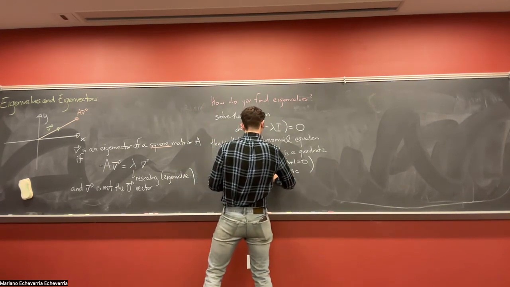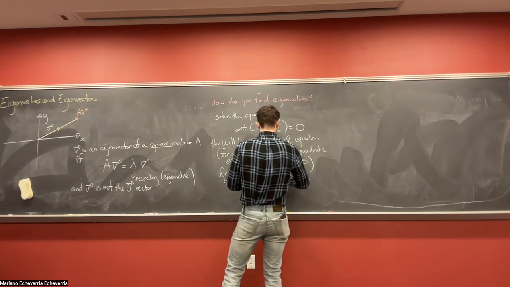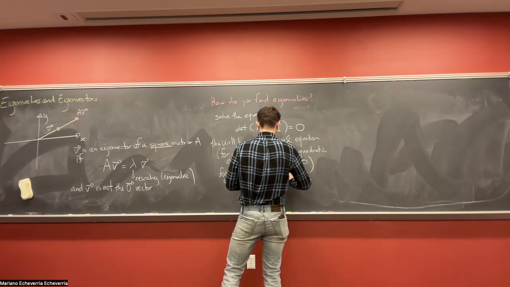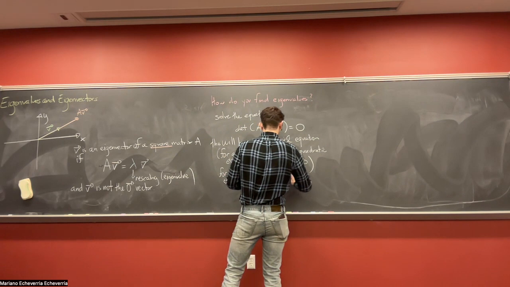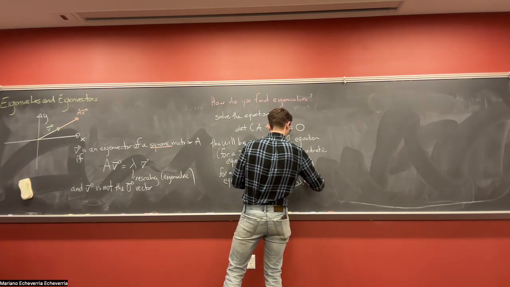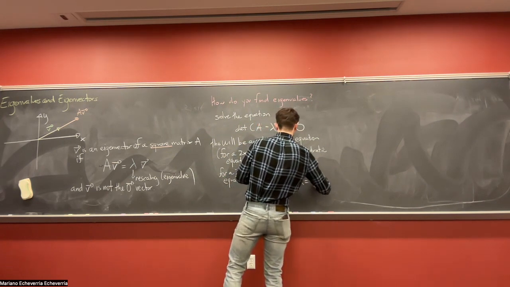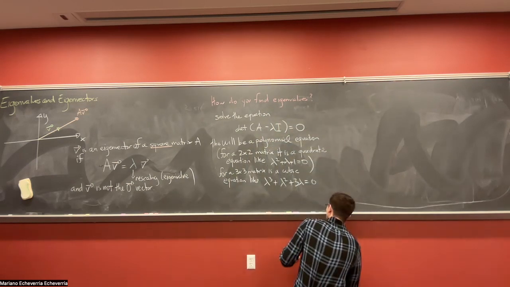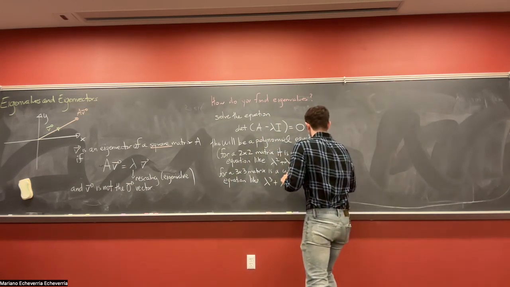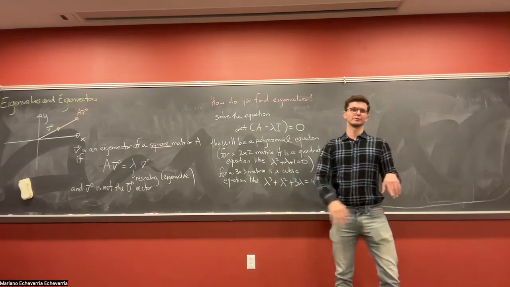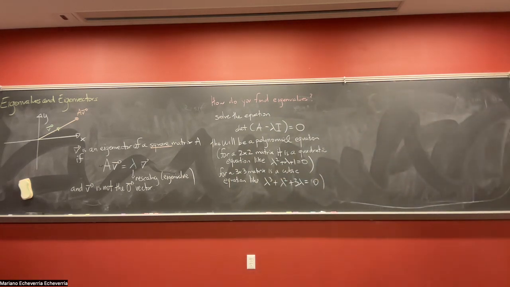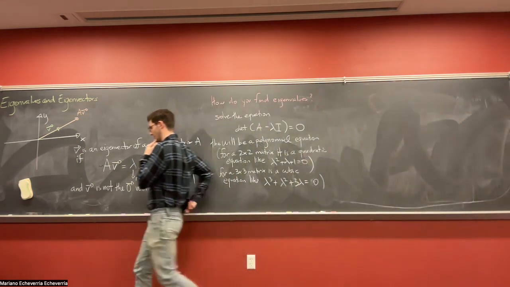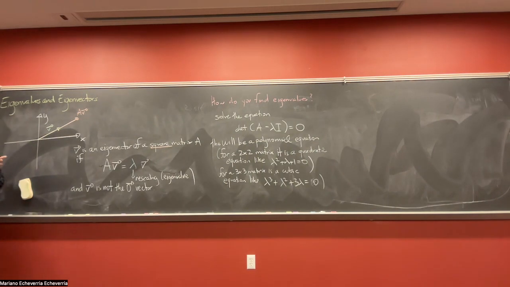Like the lambda cube minus... the square plus 3 lambda. Okay, so in general, if the matrix is 4 by 4, then the equation would start with lambda to the 4. If the matrix is 5 by 5, it starts with lambda to the 5.